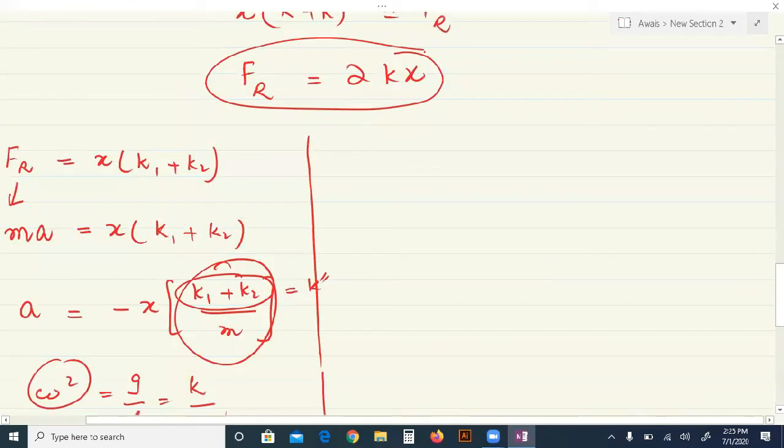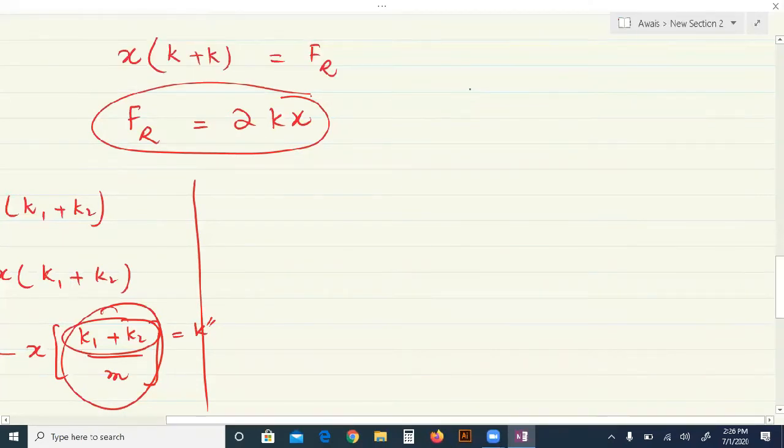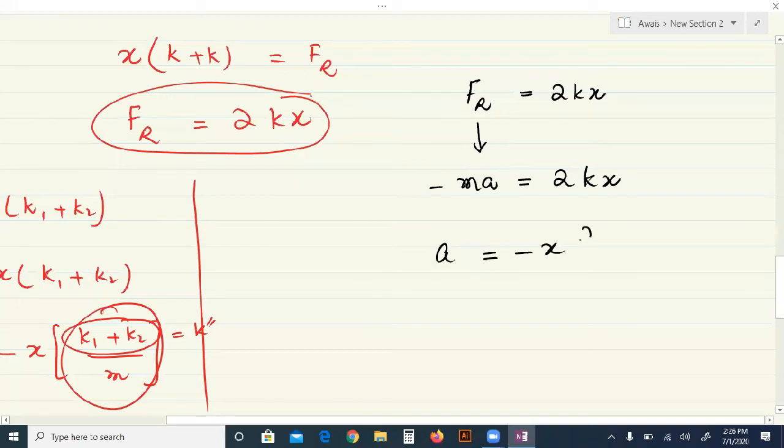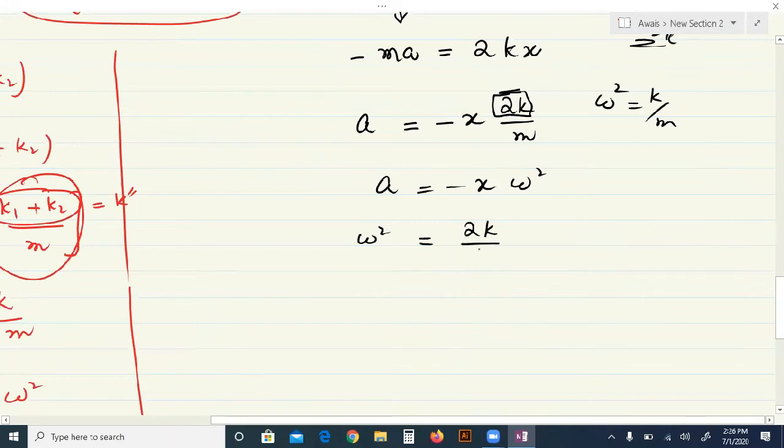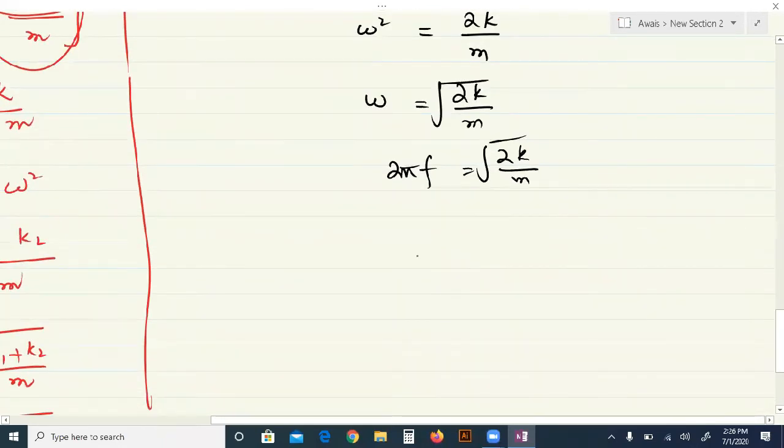This is the frequency of the oscillation if it is proved that this trolley is executing simple harmonic motion and its springs are non-identical. But when the springs are identical, then the resultant force is a little bit different. It is 2kx. This resultant force is the restoring force, so minus ma equals 2kx. So a becomes minus x times 2k over m. Double of the k is also the k, so we can write minus x omega square, because omega square is k over m, and this 2k is the larger value of k, so 2k is also k. So here, omega square is equal to 2k over m. So omega is equal to the square root of 2k over m, meaning 2 pi f is equal to the square root of 2k over m. And finally, in this case, we can write f equals 1 over 2 pi, square root of 2k over m.